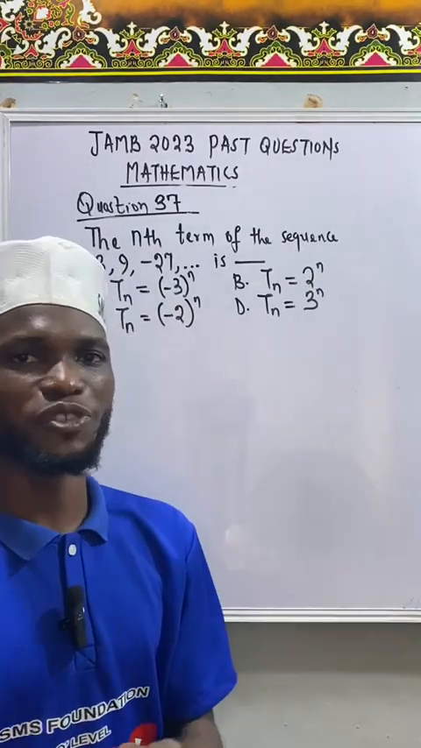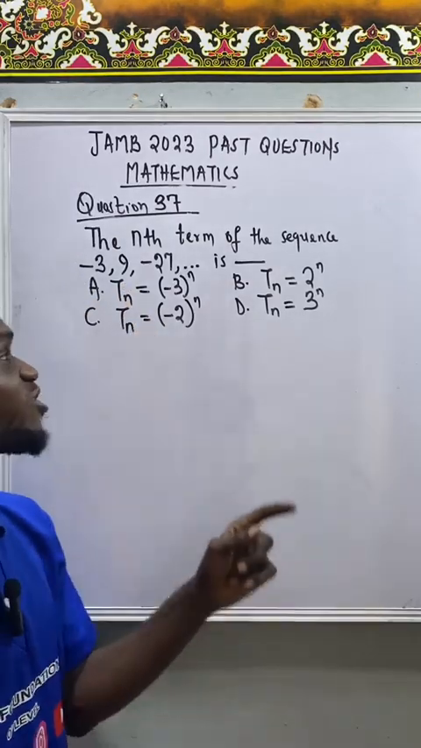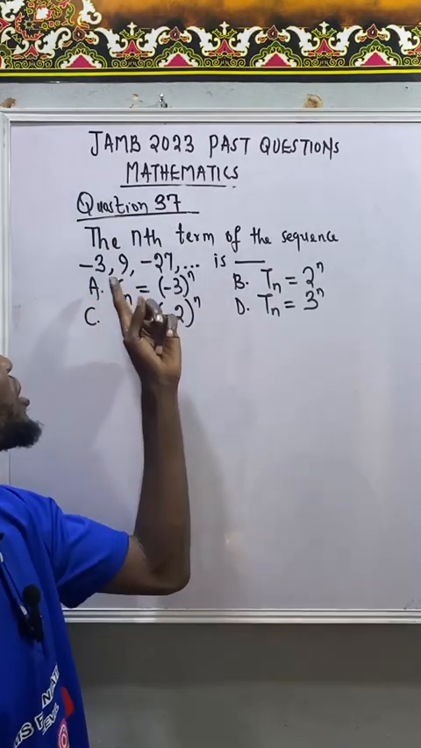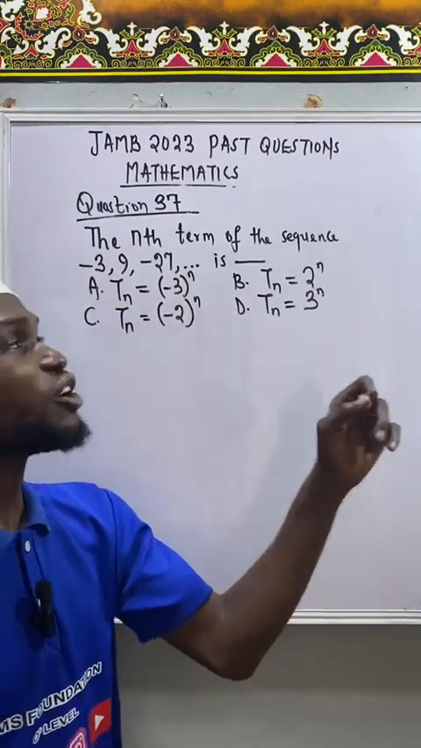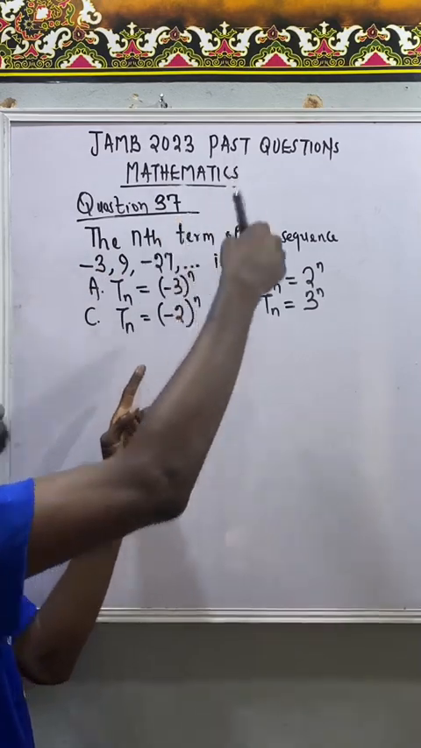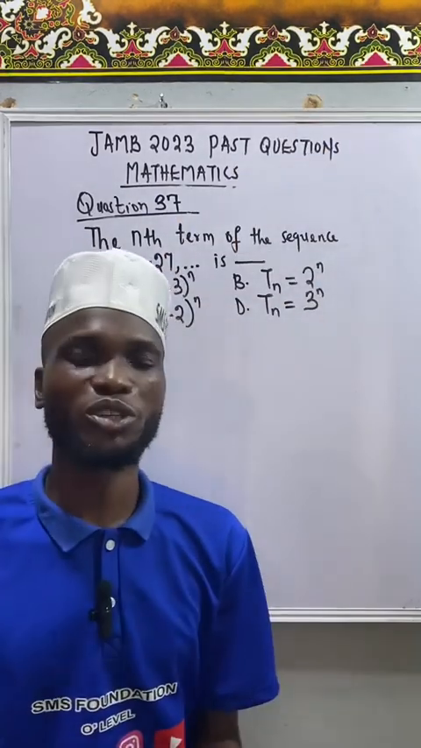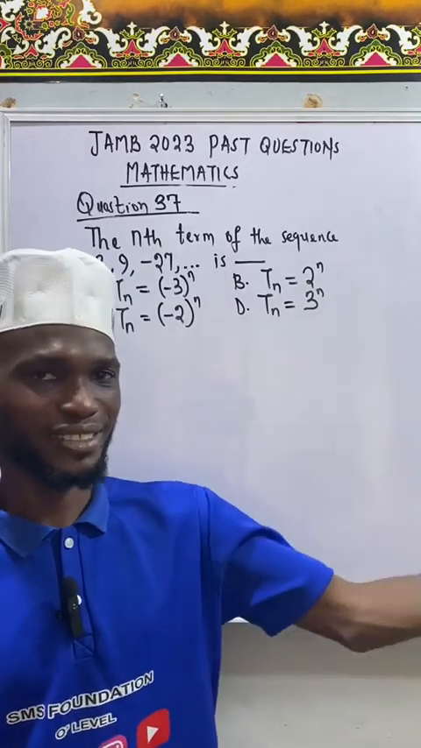You need to know the difference between a sequence and a series. The terms of a sequence are separated with commas like this. But when I start adding them together, like minus 3 plus 9 plus the next, plus the next, plus the next, it becomes a series. That's the difference between a series and a sequence.